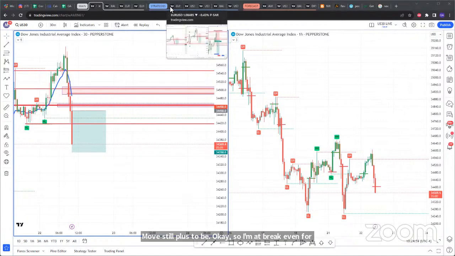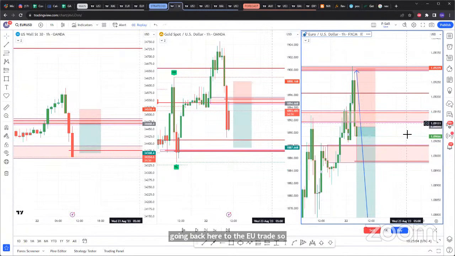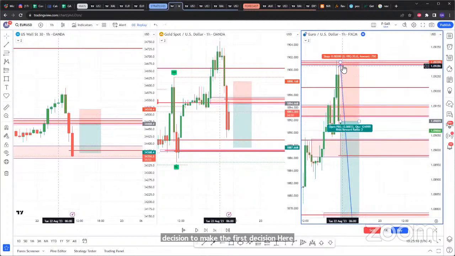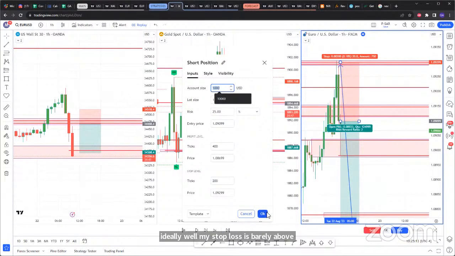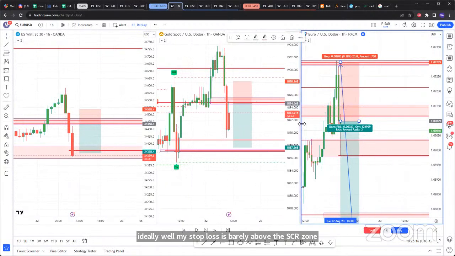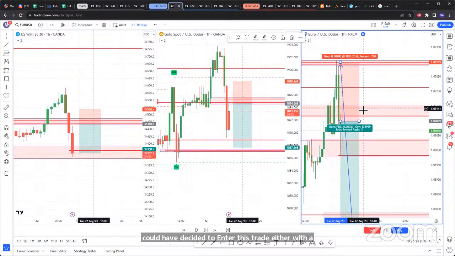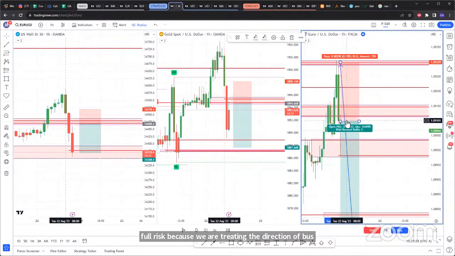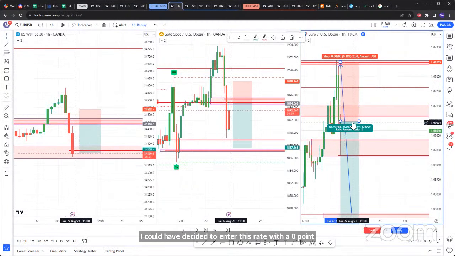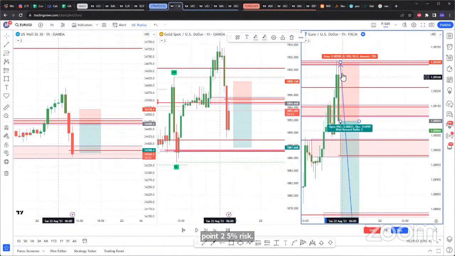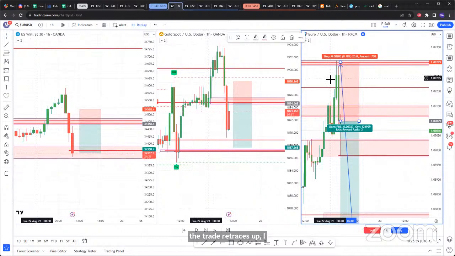Now, going back here to the EU trade. Here, I had a decision to make. My stop loss is barely above the SAR zone if I was to go with a 20 pip stop. Same thing we just did with this US30 trade, I could have decided to enter this trade with a full risk, because we're trading the direction of bias. I could have entered with a 0.5% risk, or because of the distance, I enter with a 0.25% risk, half the risk that I would normally enter. And then if the trade retraces up, I enter using the remaining 0.25% in future.